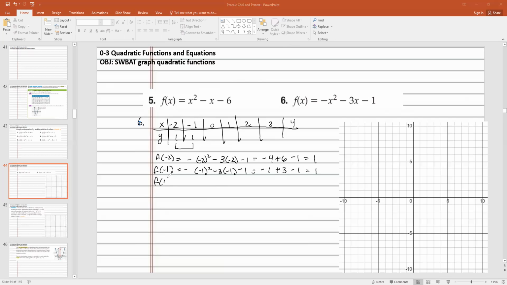And then here, f of 0, -0 squared minus 3 times 0 minus 1. You get -0, well there's no -0. So -3 times 0 is 0 minus 1. Why didn't I just put -1 before? I don't know. -1. Hey, look at that. It's going down this time.